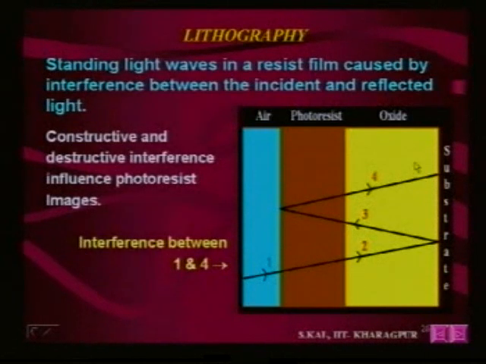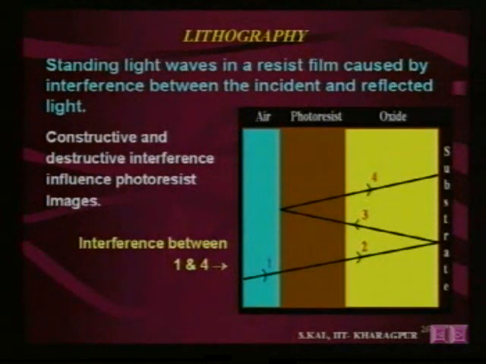And maybe they differ by phase, because each reflection will introduce a phase change. So then these two, one and four, will superimpose on each other, and they will form an interference. This is the basic principle of interference. That interference may be constructive or destructive, and that means there is a fringe pattern, an intensity modulation. So that may influence the photoresist image. So that is one effect which deteriorates the quality of the image in the photoresist film, and that is due to the standing light waves in a photoresist film. Okay, standing wave pattern. So this is one lithography problem.